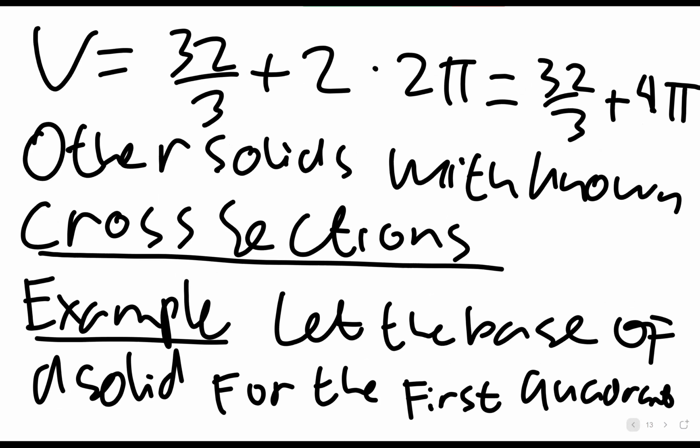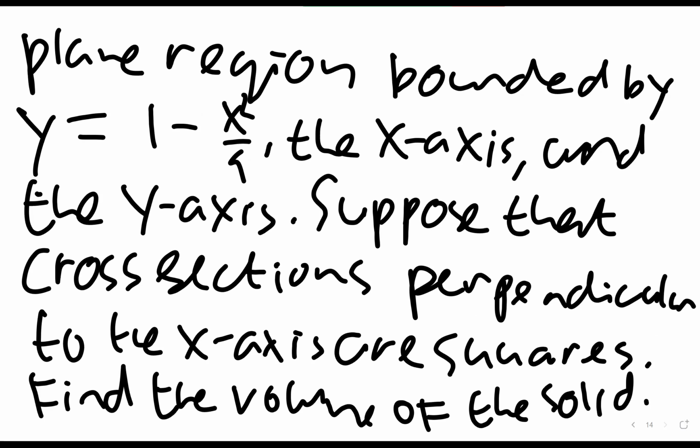So this is the question. I will repeat. Let the base of the solid be in the first quadrant only, and the region will be a plane region bounded by y equals 1 minus x squared over 4, the x-axis, and the y-axis. And suppose that the cross sections perpendicular to the x-axis are squares. The question is to find the volume of the solid.